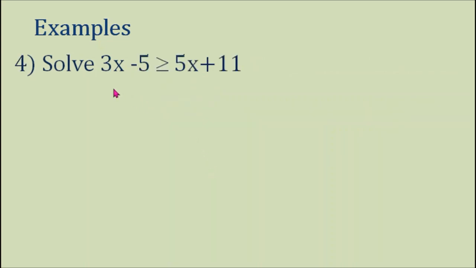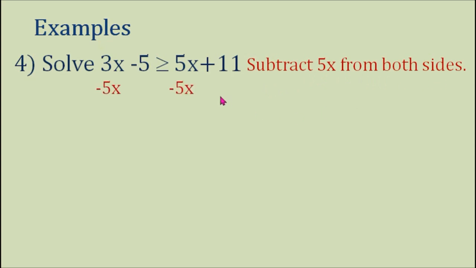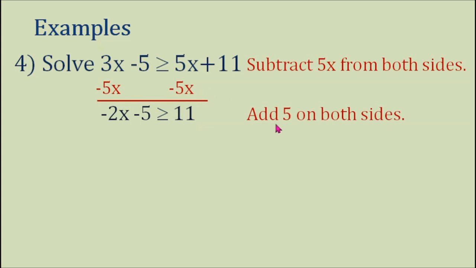Example number 4. Solve 3x minus 5 is greater than or equal to 5x plus 11. Again, same idea. We are going to isolate x on the left side and the constants on the right side. Our first step is to subtract 5x from both sides. So 3x minus 5x equals negative 2x. Bring down negative 5. Then we have greater than or equal to here, then 5x minus 5x is 0, and then bring down 11. Our next step is to add 5 on both sides. So we bring down negative 2x, and then negative 5 plus 5 is 0, then the inequality sign greater than or equal to is here, and then 11 plus 5 is 16.